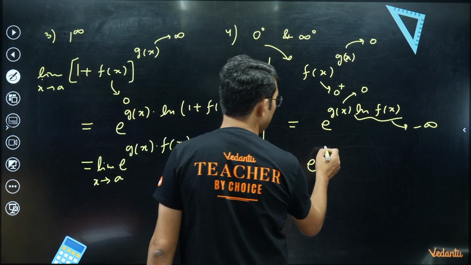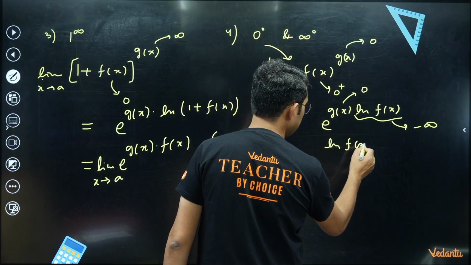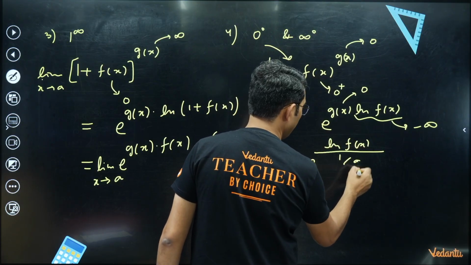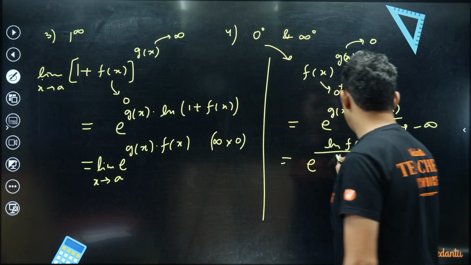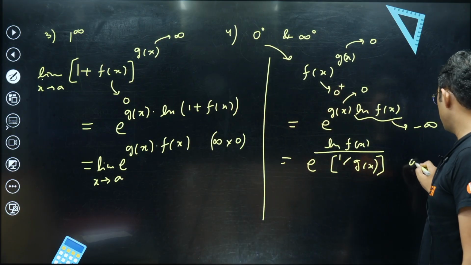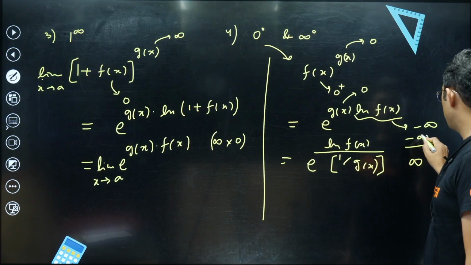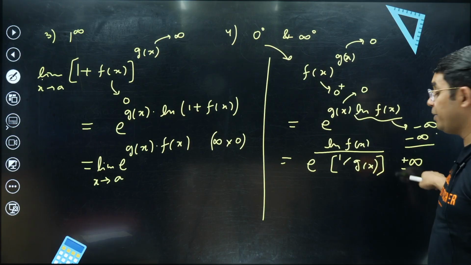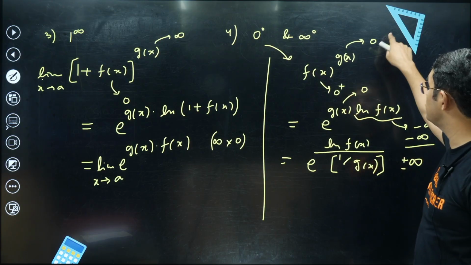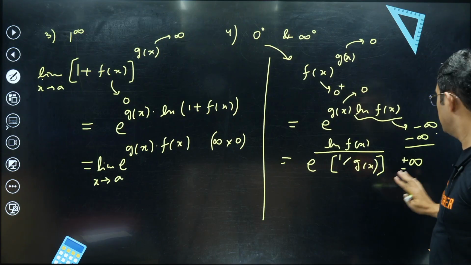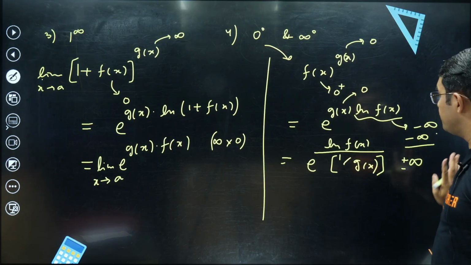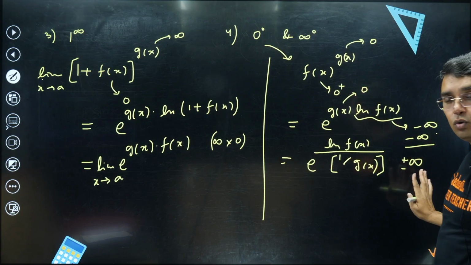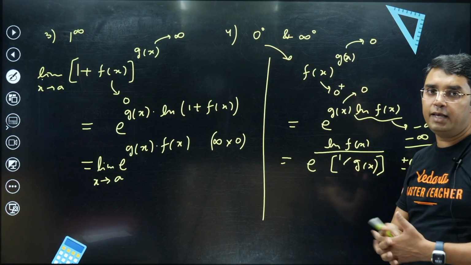You have to write ln of fx whole divided by 1 upon gx. Now this 1 upon gx function is also tending to infinity. This is also tending to minus infinity. So infinity upon infinity, this could have been minus infinity also if gx was tending to 0 plus or 0 minus. So this will be infinity upon infinity. So use LH rule or other methods also if you feel they are better.